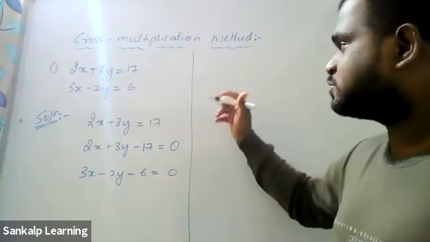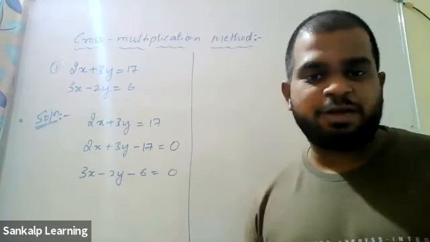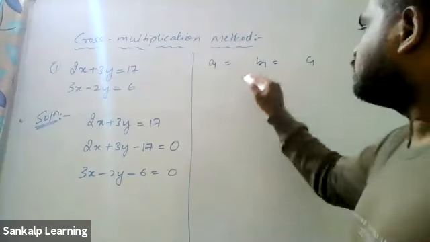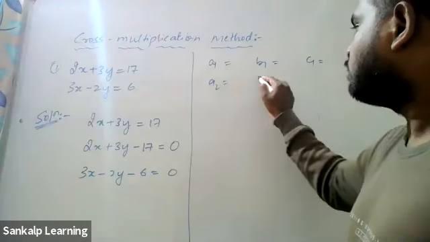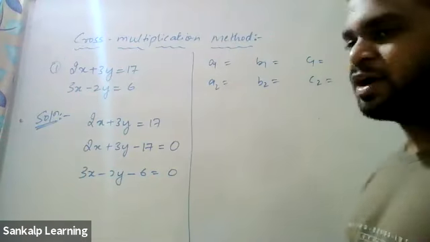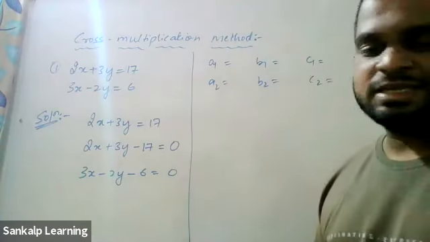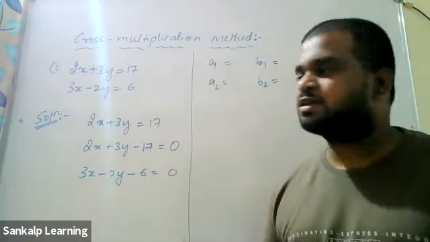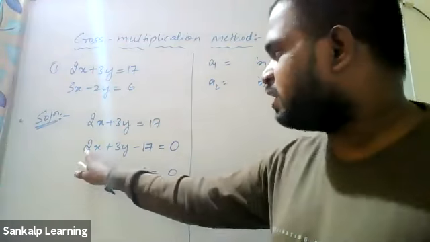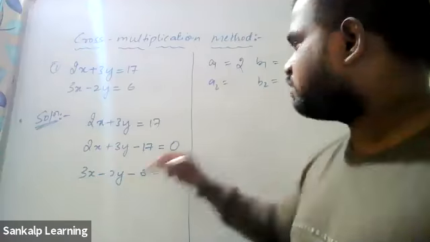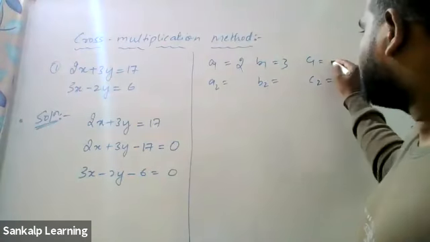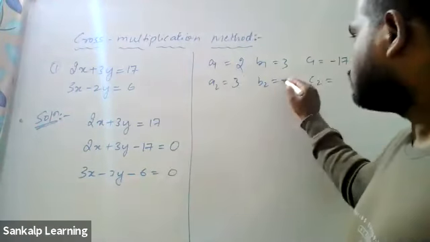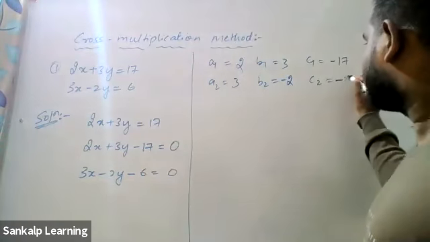So the next step is you have to find the coefficients a1 b1 c1, a2 b2 c2. What are these a1, b1, c1, a2, b2, c2? These are nothing but the coefficients. A1 is the coefficient of x, b1 is the coefficient of y, c1 is the constant term. With x the number is 2, with y it is 3, and the separate number is minus 17. What is a2? A2 is 3, b2 is minus 2, c2 is minus 6.